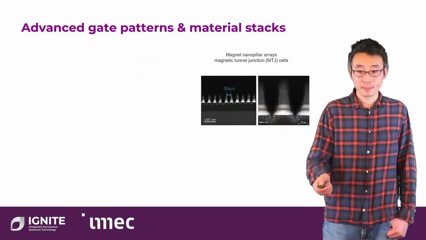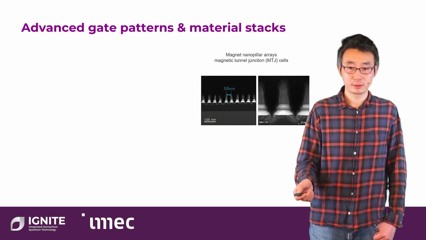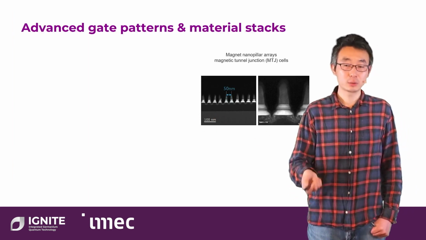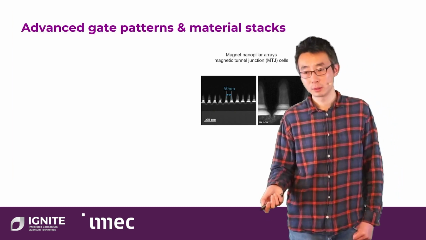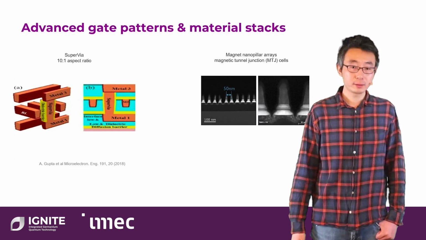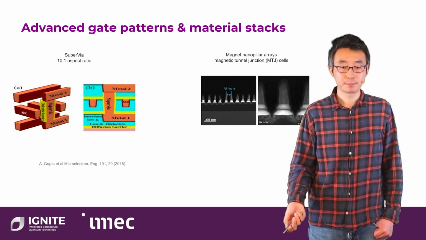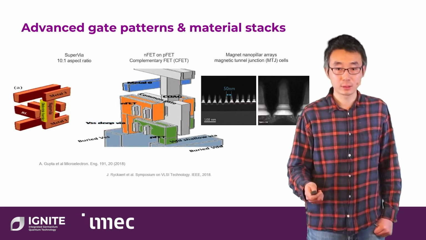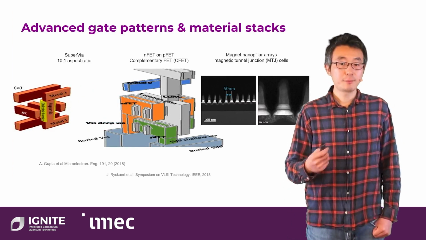And on top of that, we can also introduce some novel features. For example, the magnet nanopillars, which will be used for magnetic tunnel junctions, can also be helpful for spin qubit control. There also are the via layers with an aspect ratio of 10:1, which allows you to contact very deep features. On top of that, there's also the N-type, N-FET and P-type.